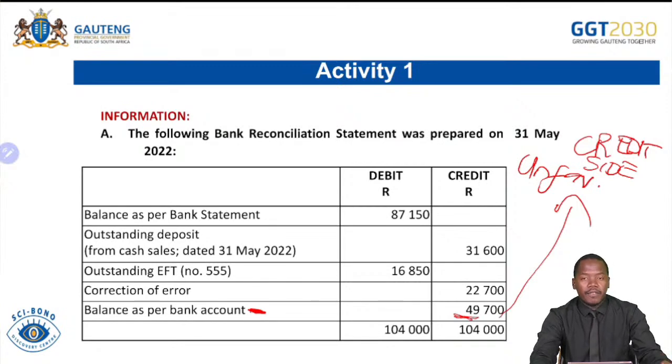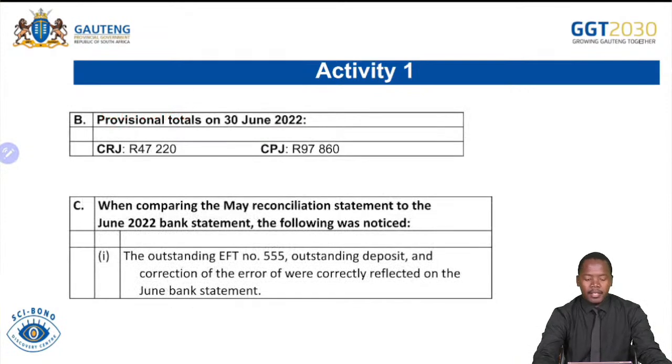Now, we will move forward. We are given provisional totals, given to us before other adjustments. We have for the CRJ, it's 47,220, CPJ 97,880. Now, information C, when comparing the May reconciliation statement to the June 2022 bank statement, the following was noticed.